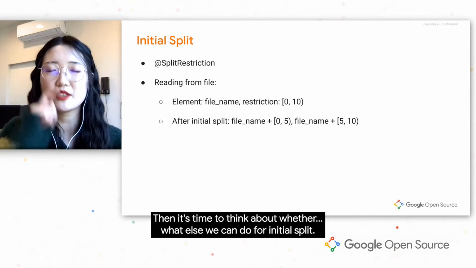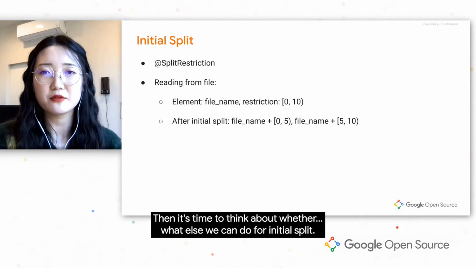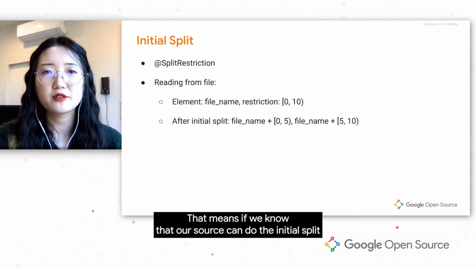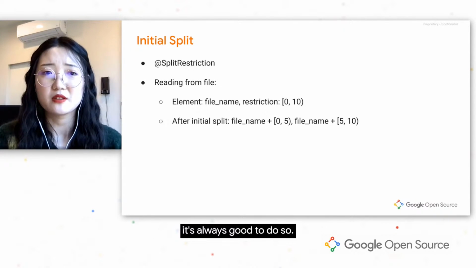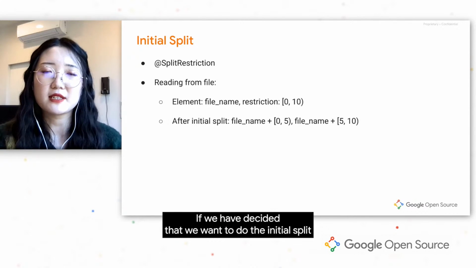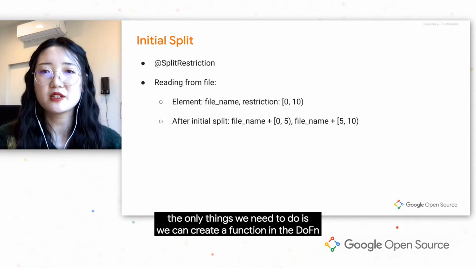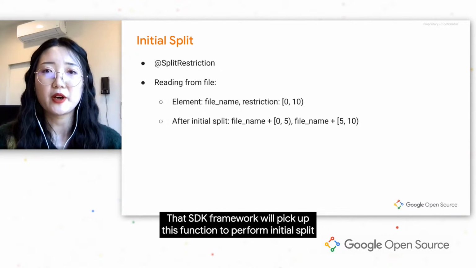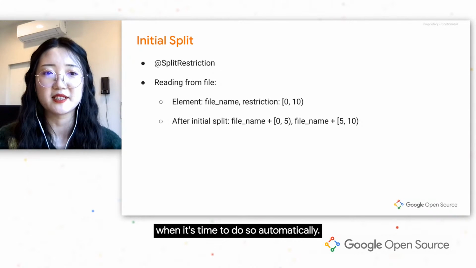Then it's time to think about whether we can do an initial split. If we know that our source can do the initial split, it's always good to do so. If we have decided that we want to do the initial split, the only thing we need to do is create a function in the DoFn and annotate the function with the split restriction annotation. The SDK framework will pick up this function to perform the initial split automatically when it's time to do so.